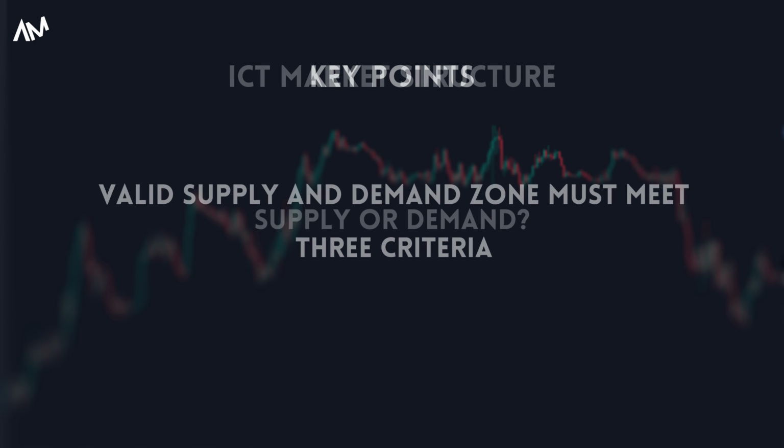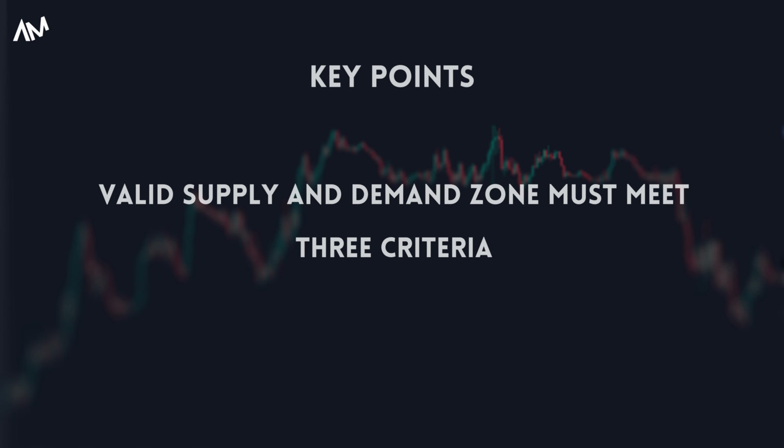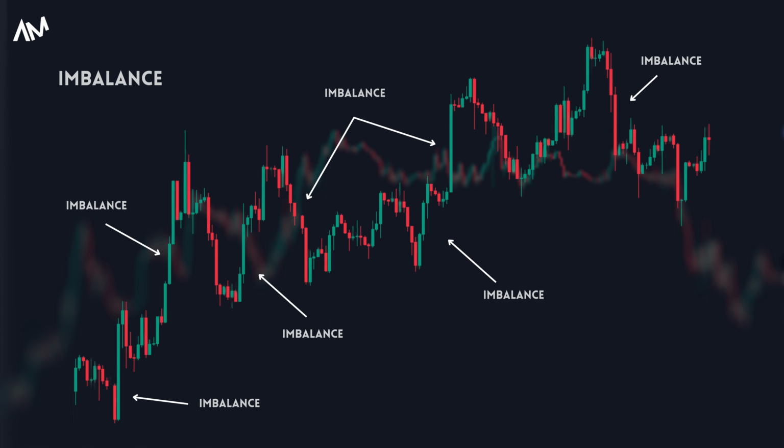The key point to note is that a valid supply and demand zone must meet 3 criteria. Mitigating or breaking these valid levels allows for the identification of market direction. The first criterion for a valid zone is that it must have an imbalance.